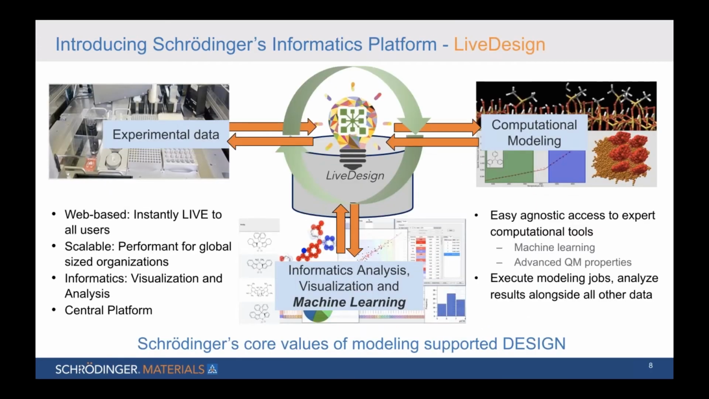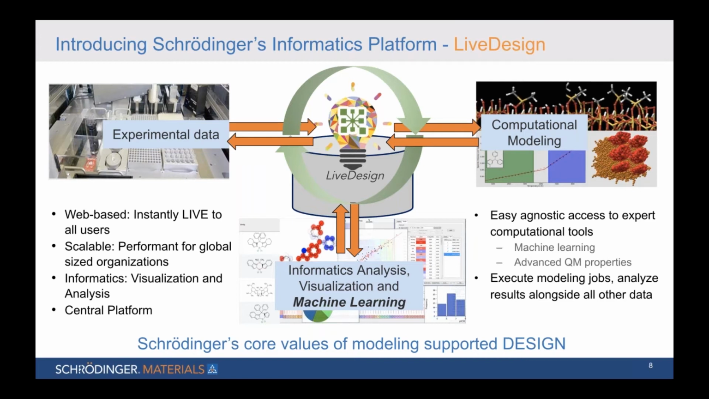So since I have been mentioning LiveDesign a lot, and most of our study was actually carried out on LiveDesign as well, I'll use this opportunity to give a quick overview of LiveDesign and to demonstrate how it made our life easy when dealing with millions of structures and multiple properties from sophisticated calculations and machine learning models.